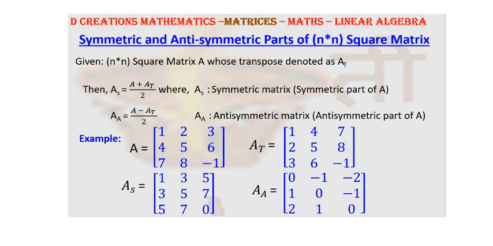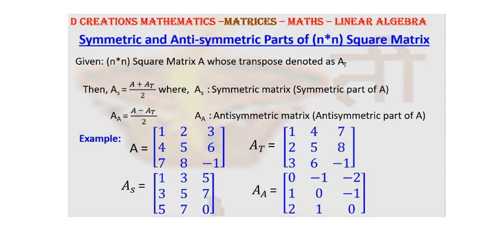Of course, there's a straightforward proof for it, you can try to do it yourself, where you can just write A as A plus A and then add and subtract certain terms in simple algebra. Now let us look at the example. So here you have matrix A, again given as 1, 2, 3, 4, 5, 6, 7, 8, minus 1. Its transpose, as we had already seen, is given here.